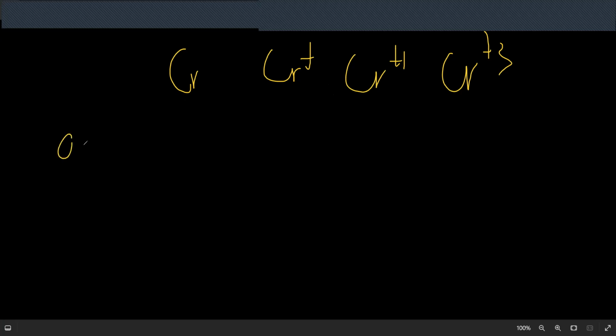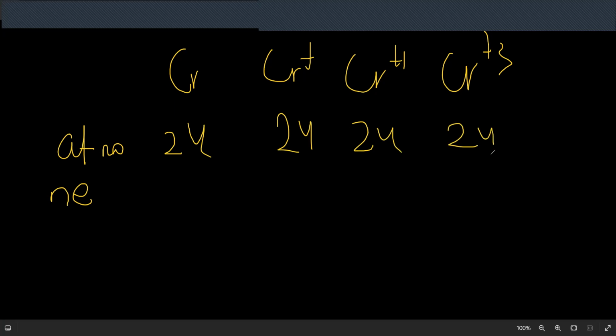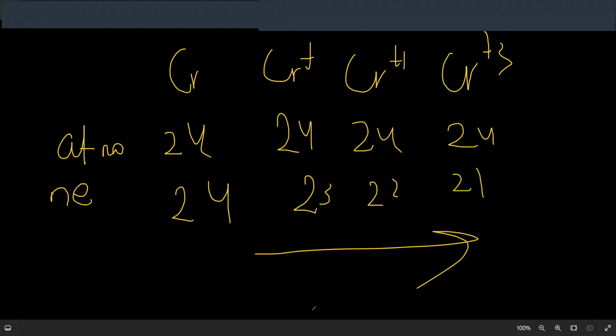Now let's talk about successive ionization energy. Cr, Cr plus, Cr 2 plus, Cr 3 plus. Atomic number: 24, 24, 24, 24, because the atomic number doesn't change even if we lose or gain electrons. Number of electrons: 24, 23, 22, 21. So going from here to here, the nuclear charge remains constant. Electrons decrease. You can clearly see.